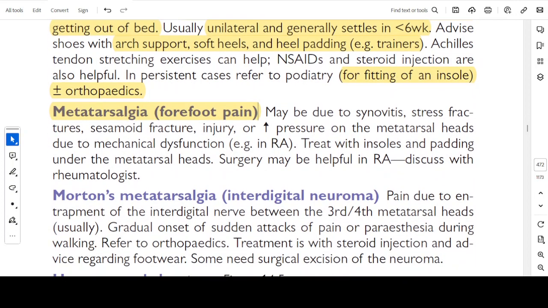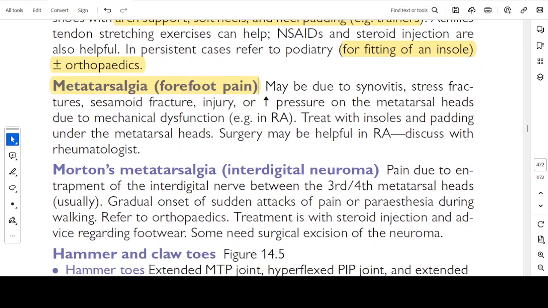Metatarsalgia or forefoot pain may be due to synovitis, stretch fractures, sesamoid fractures, injury, or increased pressure on the metatarsal heads due to mechanical dysfunction, as in rheumatoid arthritis. Treat with insoles and padding under the metatarsal heads. Surgery may be helpful in rheumatoid arthritis. Discuss with a rheumatologist.